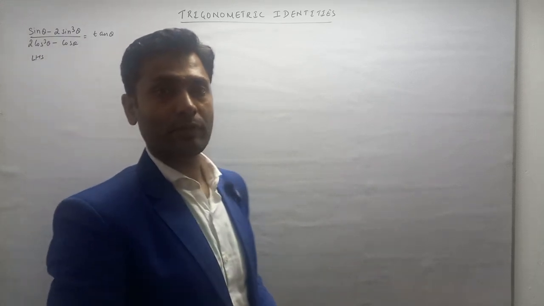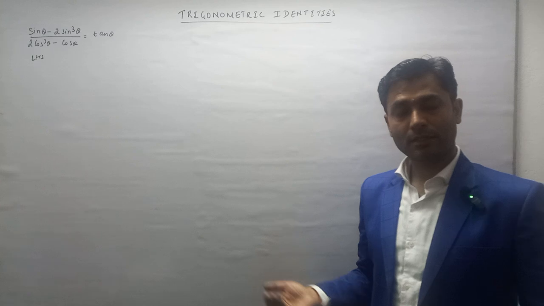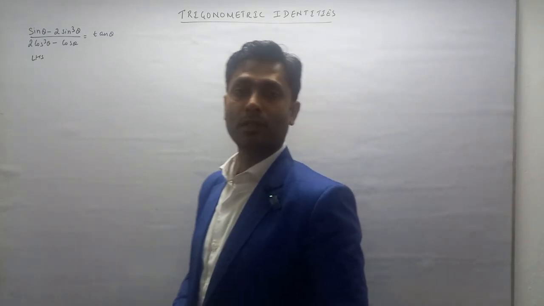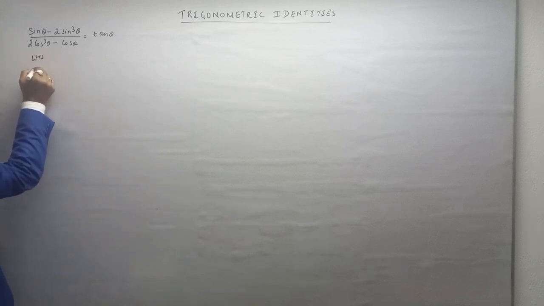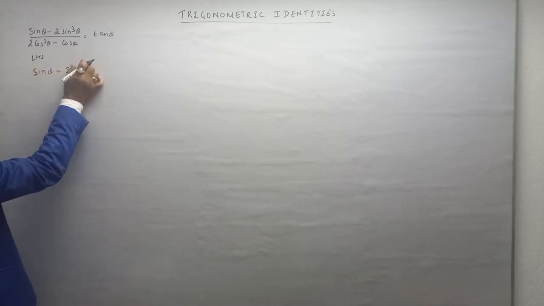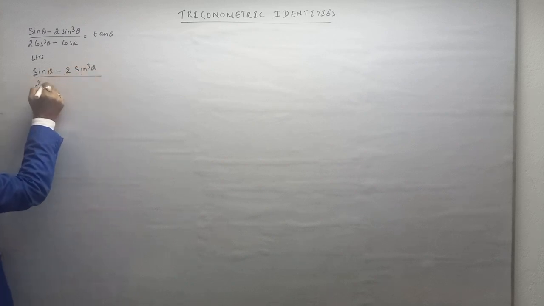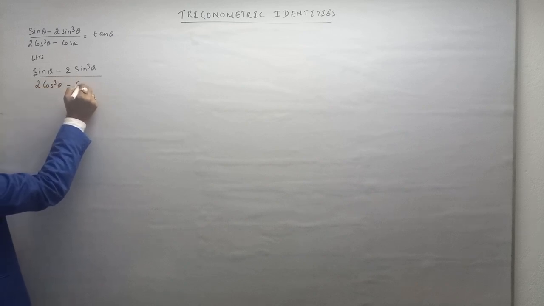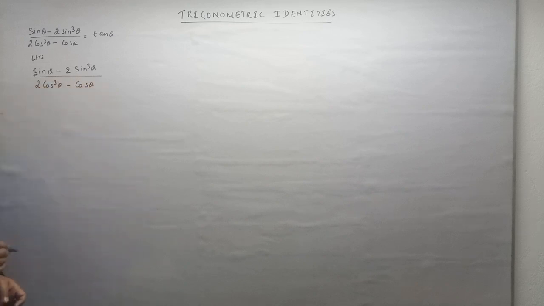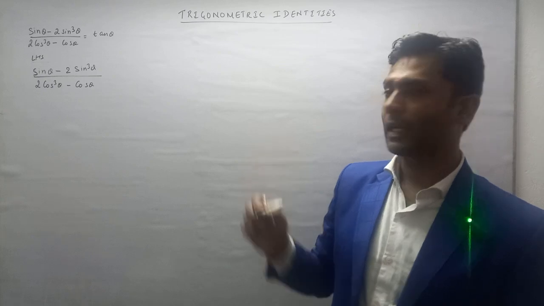If you remember, I've told you yesterday also that whenever we are solving such kind of identities, we'll have to simplify the left hand side and get it equal to the right hand side. So our left hand side is sine theta minus 2 sine cube theta divided by 2 cos cube theta minus cos theta. We need to simplify this and get it equal to the right hand side.